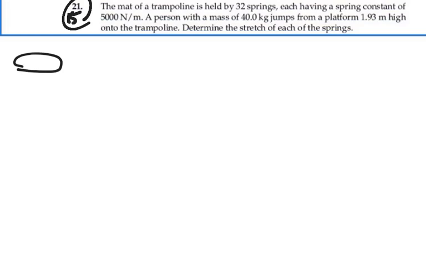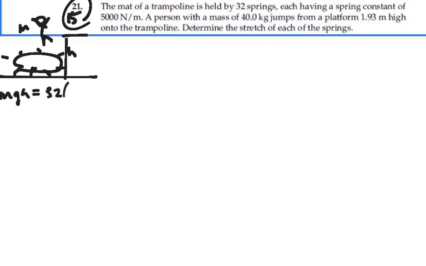So let's say we had a trampoline with a bunch of springs, and then we have a platform, and someone jumps off this platform onto the trampoline. So basically the potential energy of height with the person of mass m gets translated into the potential energy stretched in the 32 springs. So we should have that mgh is equal to 32 times the 1/2 kx squared, the potential energy of each of the springs.